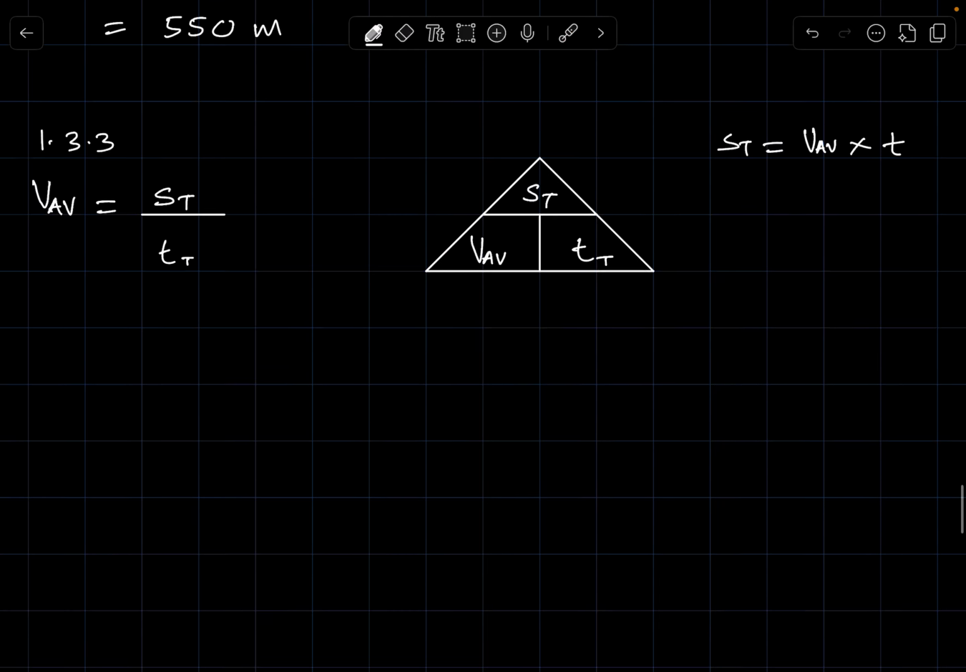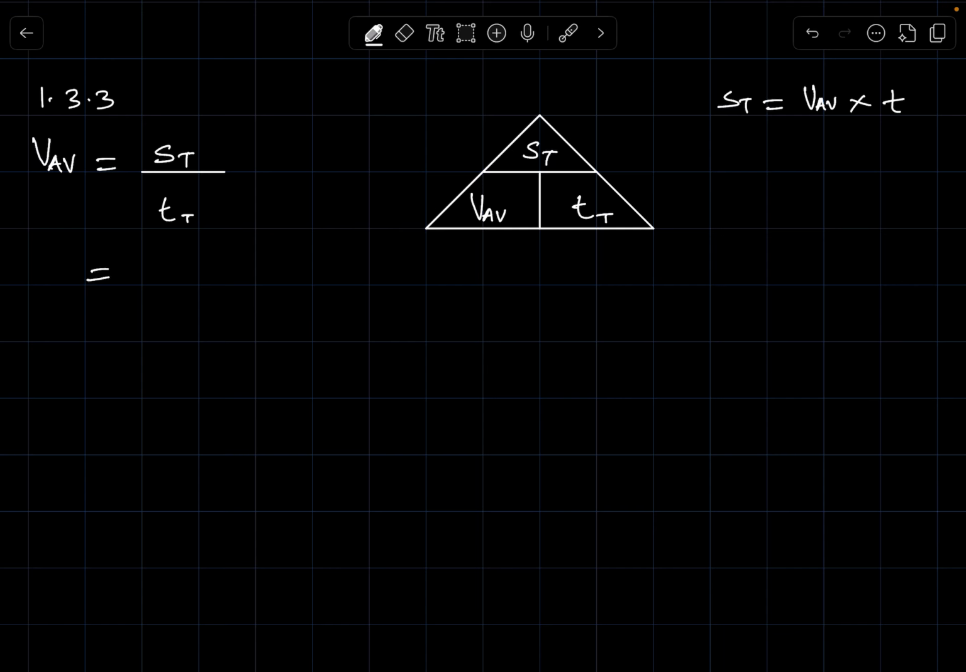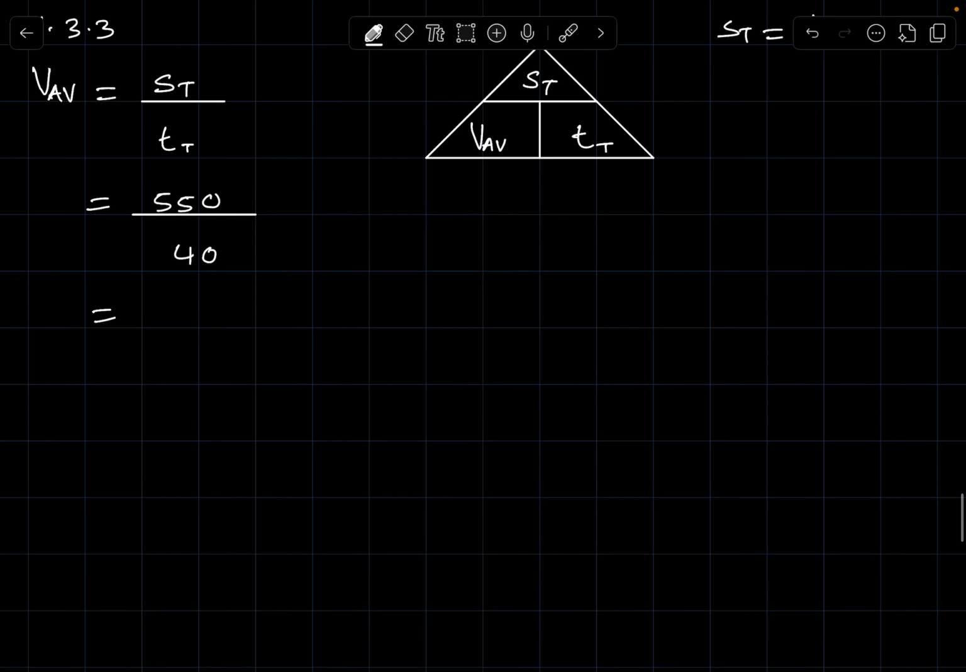Right, now we're looking for the average velocity. We have the total distance and we have the total time. Total distance we just calculated and got 550 meters, divided by the total time, which was 40 seconds. Now if you punch this in your calculators, you should get 13.75 meters per second. Meters per second can also be expressed as m/s, so it's up to you. You can either use this or that. It's the same thing.